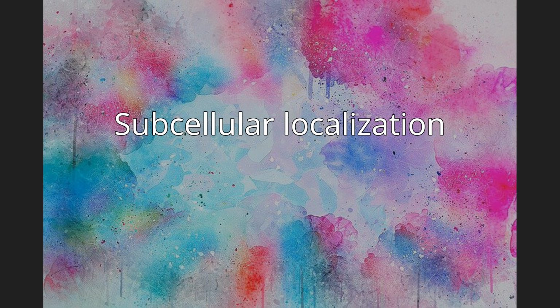Subcellular localization. The uncharacterized protein C19orf67 is expected to be targeted in the nucleus, specifically the nucleolus.